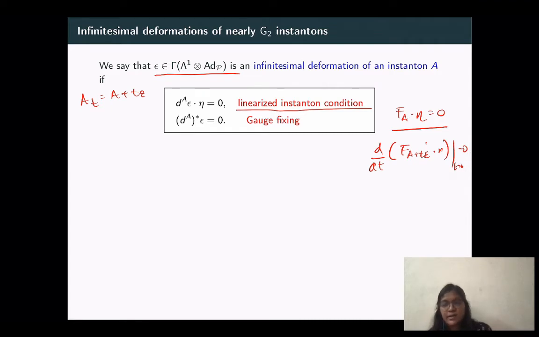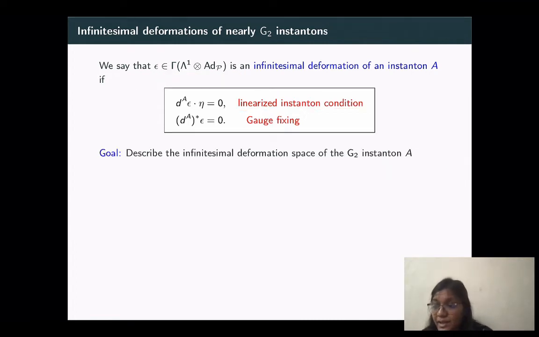So in our case, eta is a Killing spinor, but in any other torsion case, eta might not be a Killing spinor; it will be something else. Okay, so this is how we define the infinitesimal deformation of the G2 instanton A by these couple of equations. And as I already mentioned, the goal for this lecture is to describe the infinitesimal deformation space.